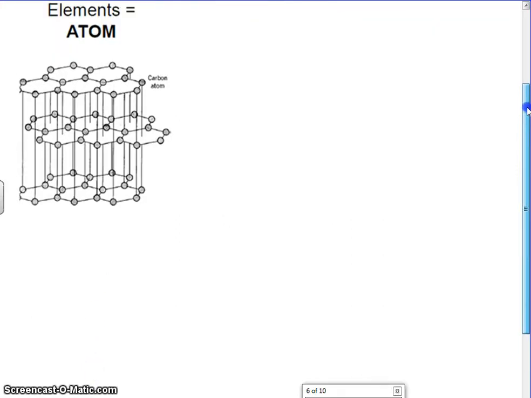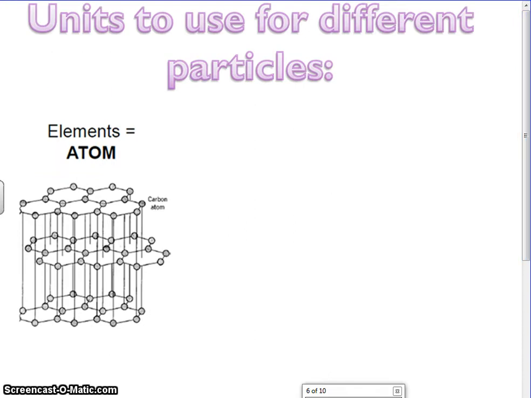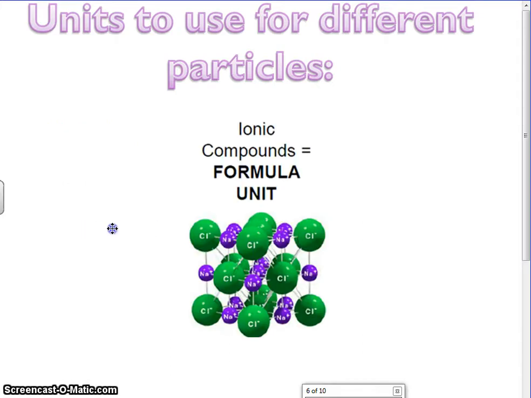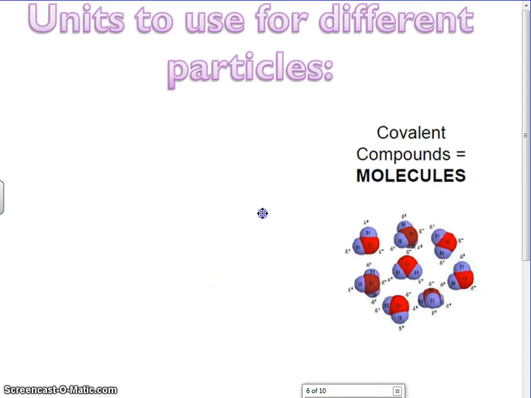So I would have whatever number of atoms for that specific element. If we have an ionic compound, we use the term formula units, or just units. So I'd have X amount of units of sodium chloride. If I have a covalent compound, I would say molecules. I have X amount of water molecules.